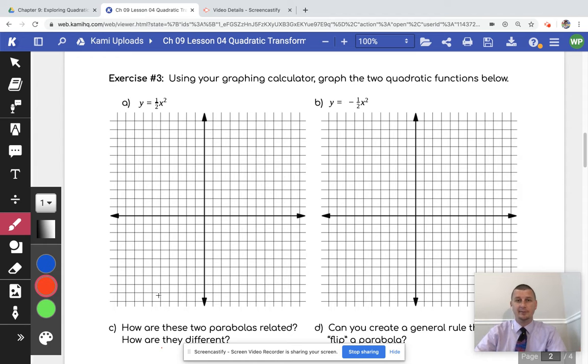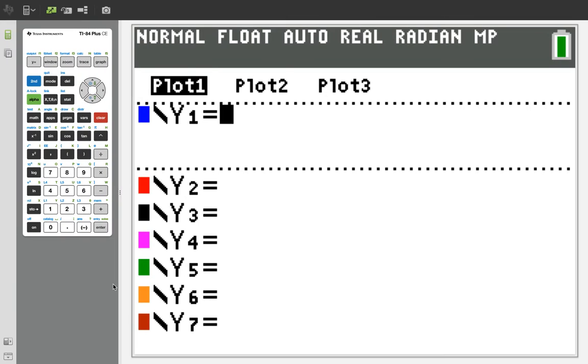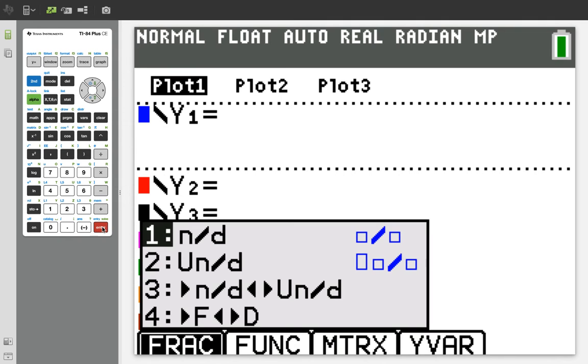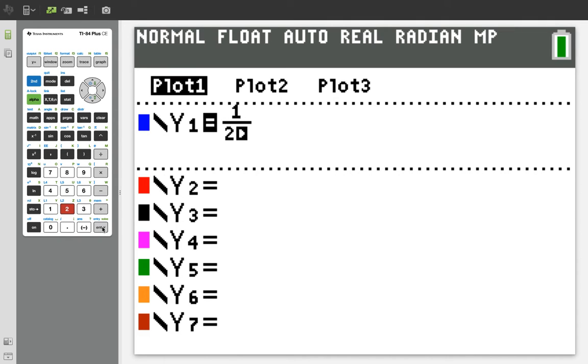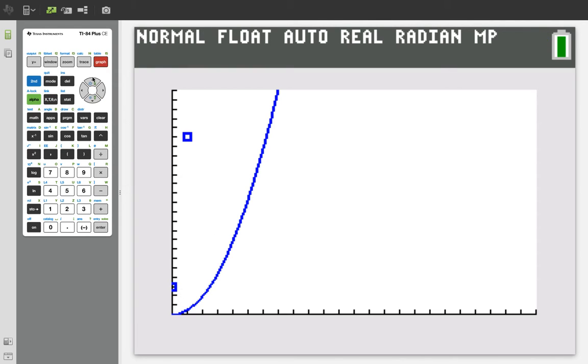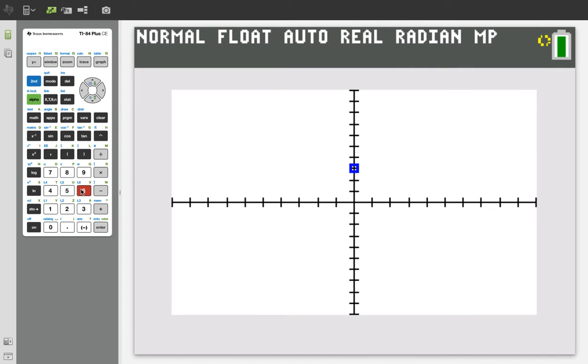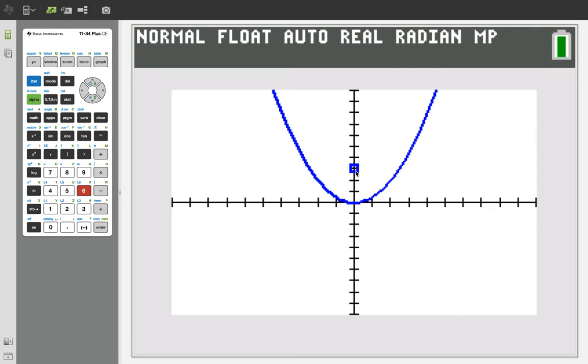Algebra 1. And in this video, we're going to look at exercise number 3, which says using your graphing calculator, graph the two quadratic functions below. So let's start off with y equals 1/2 x squared. So let's go to our graphing calculator, and we're going to go into our fraction, and we're going to put in 1/2 x squared. We're going to graph that. It's going to be a graph that looks like this, without that dot in the middle there.